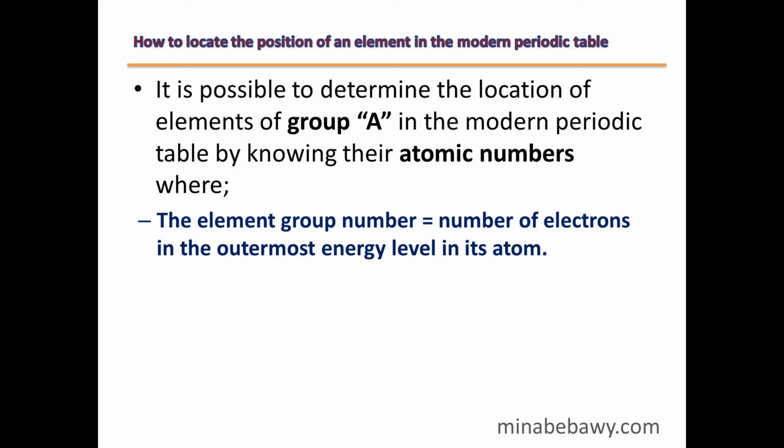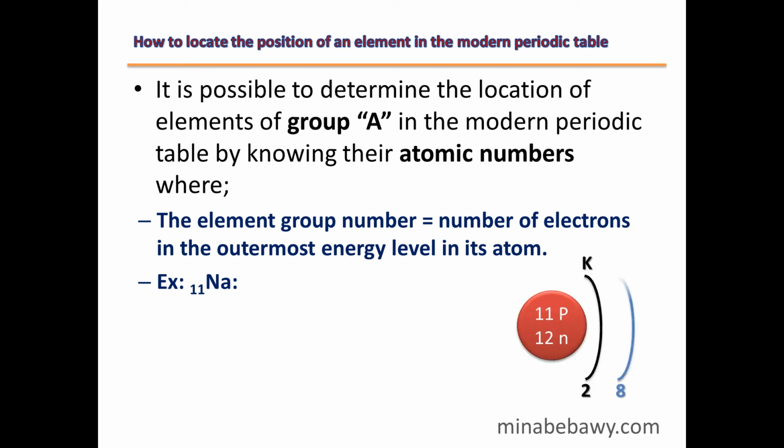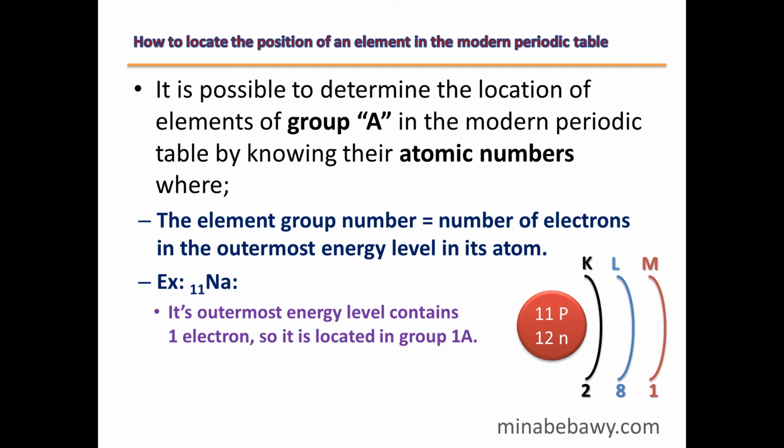The element group number equals the number of electrons in the outermost energy level in its atom. Let's return back to our example, which is sodium. The outermost energy level, which in our case is M, contains only 1 electron. This means that sodium is located in group 1A.